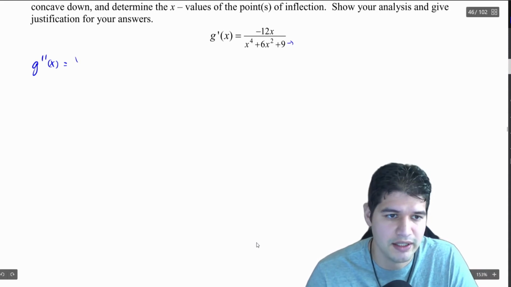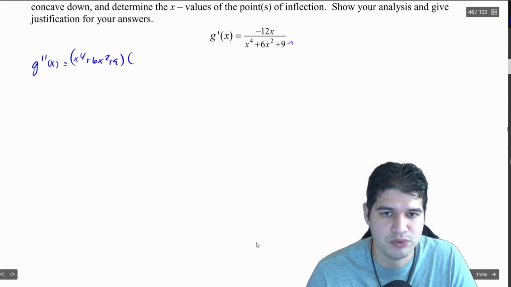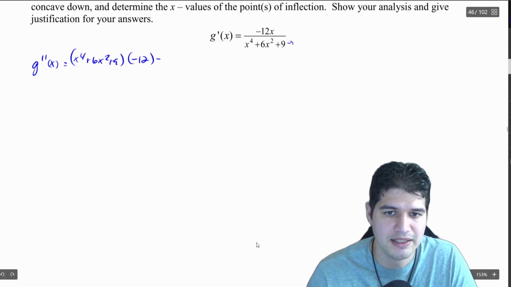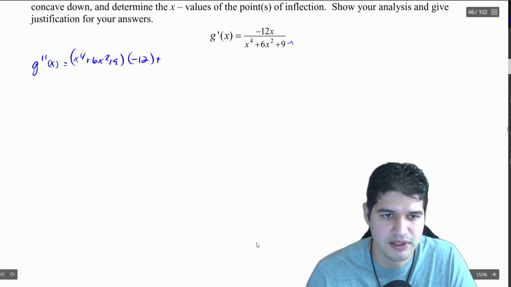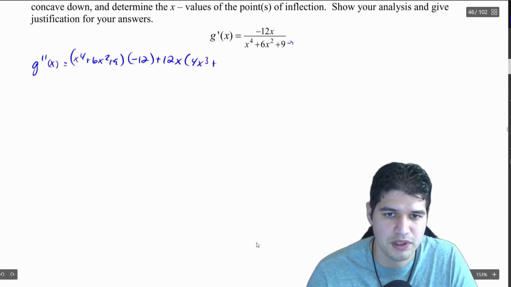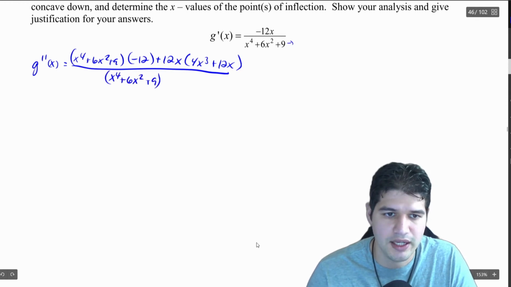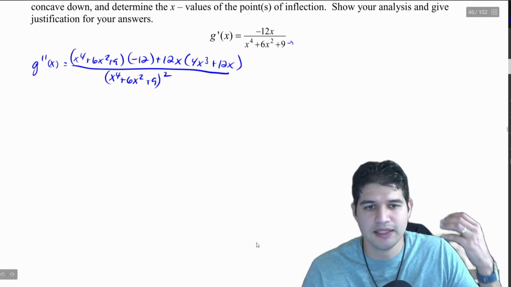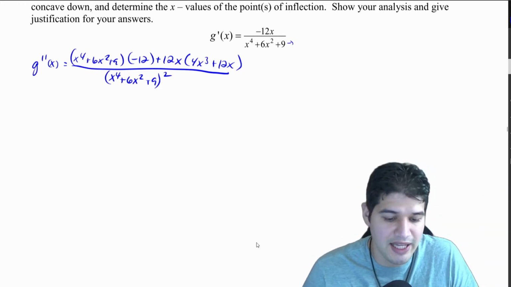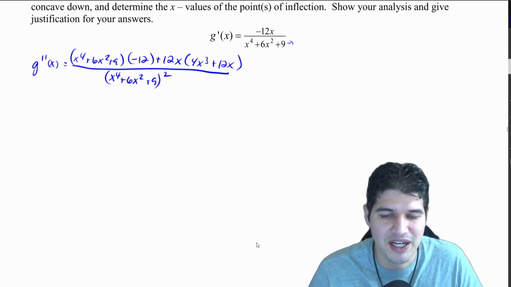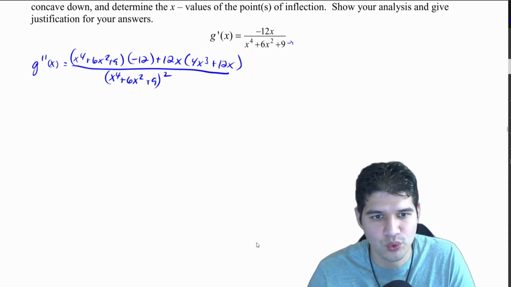And so I'm going to get x to the fourth plus 6x squared plus 9, times the derivative of negative 12x, which is negative 12, minus negative 12x. So I'm just going to leave this as plus 12x times 4x cubed plus 12x plus 0, and then square that denominator, x to the fourth plus 6x squared plus 9, and then square that. Okay, that's the second derivative, but you want to go through the effort to actually simplify all these things. So let's fast forward a little bit here.